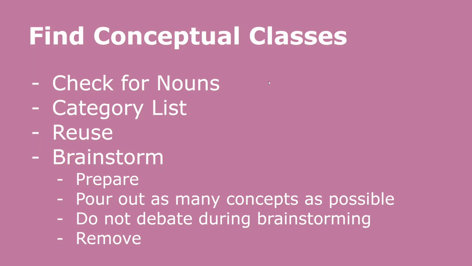You prepare for brainstorming by reading the requirements, reading the books, or looking at the information available about the problem that you are supposed to model. And then you just try to find as many concepts as you can, and you don't debate whether it's really a concept or not during the brainstorming. At a later step you then filter and remove conceptual classes, but during the actual brainstorming you just add as much as possible.